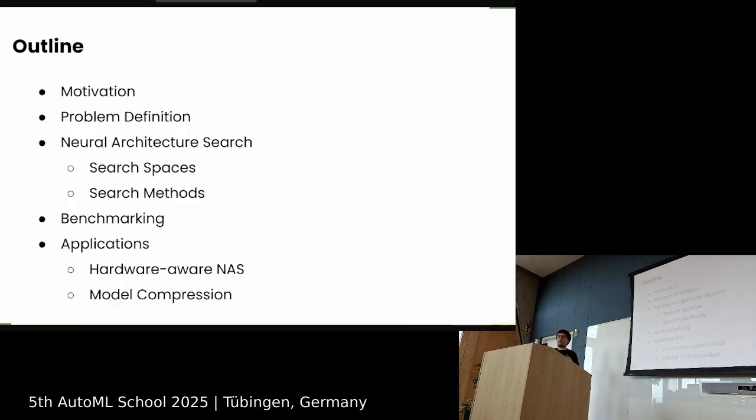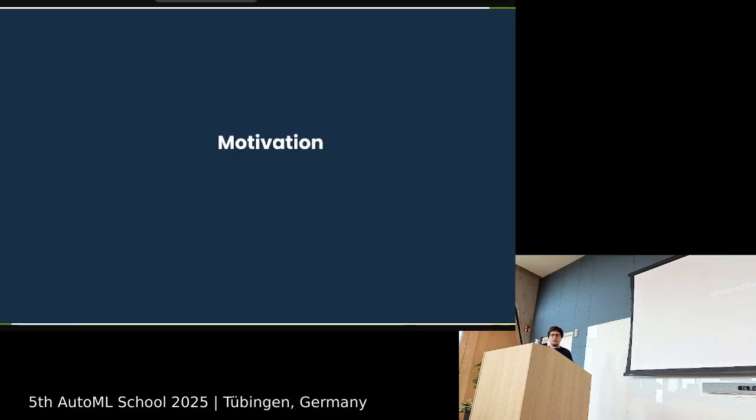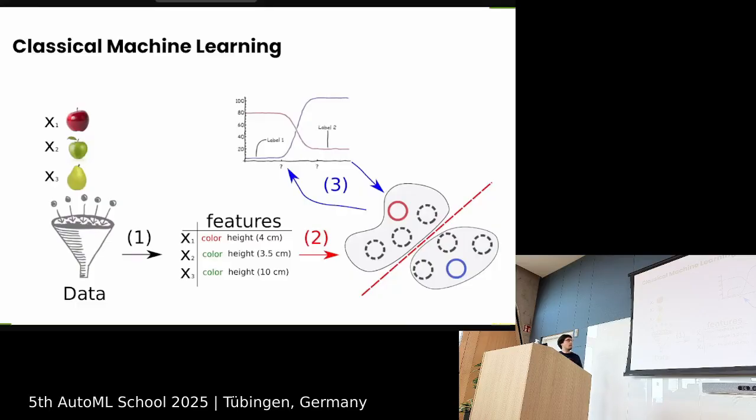And this somewhat connects to the talk from yesterday about hyperparameterization. Then we talk a bit about benchmarking, which is highly relevant in AutoML in general, but especially I think for neural architecture search. And then in the end, talk a little bit about applications of NAS, how NAS could look like in the real world, so to say. So let's start with the motivation.